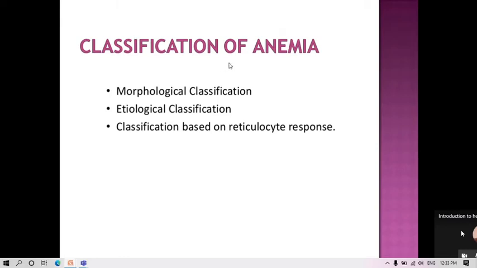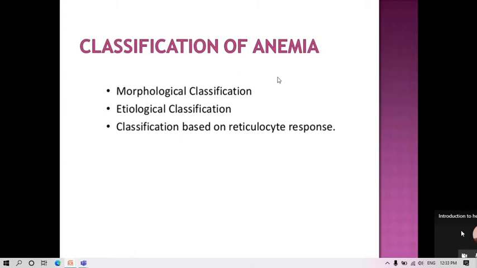So classification of anemia is very important. Anemia can be classified on the basis of the morphology of the red blood cells, on the basis of etiology of anemia, or there is also a functional classification, and a classification based on the reticulocyte response.